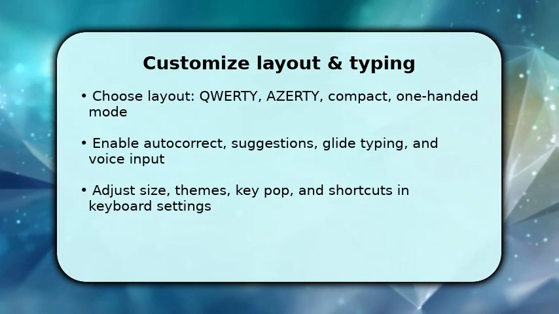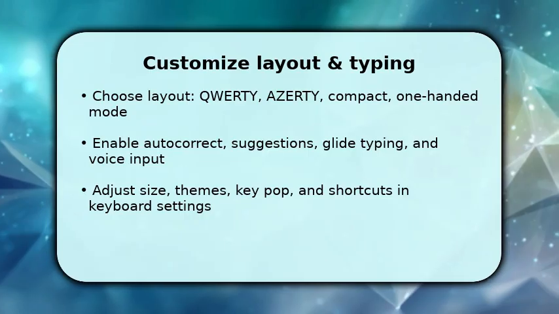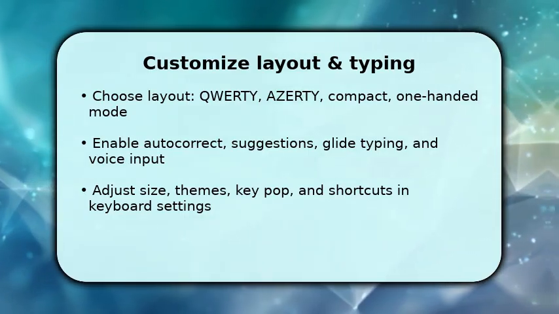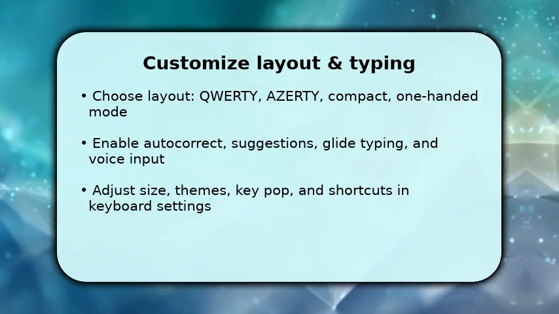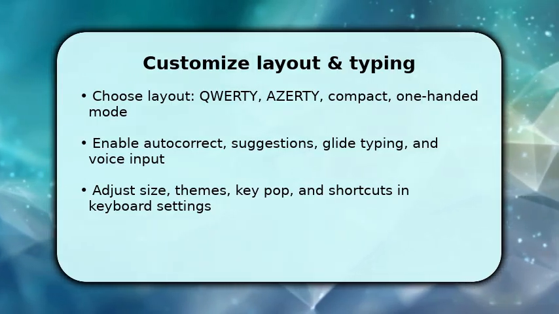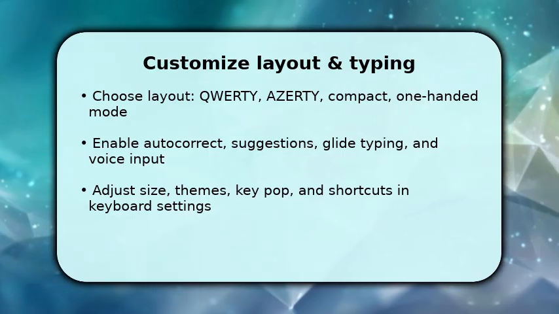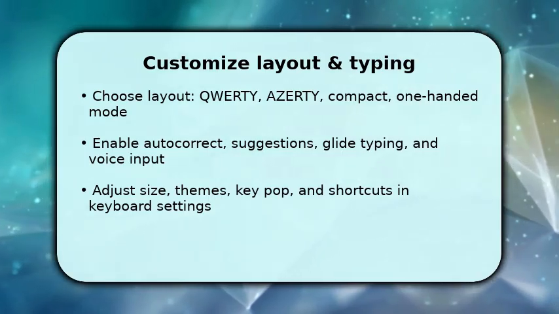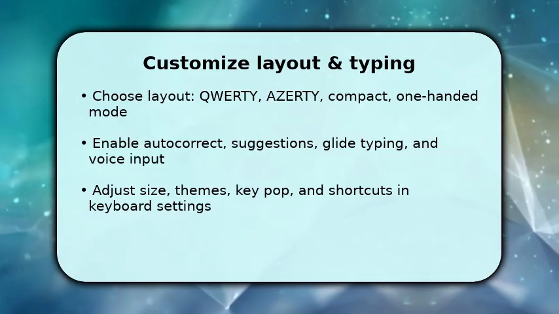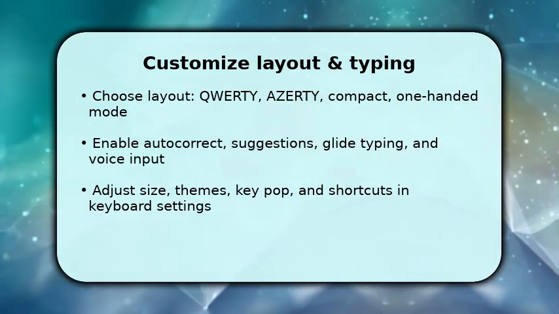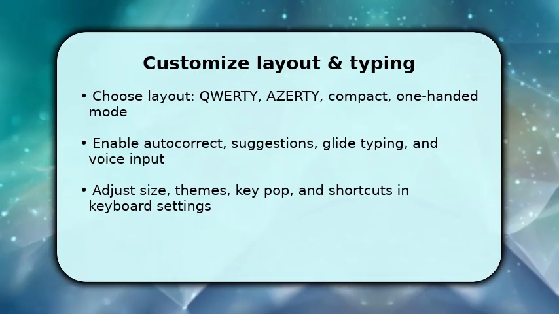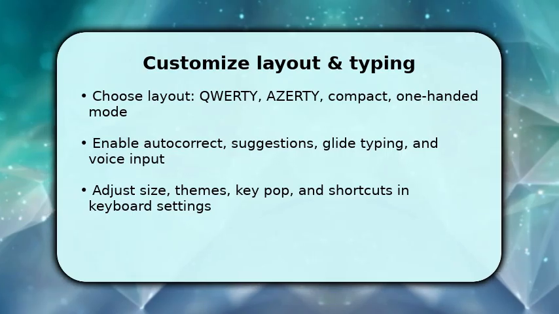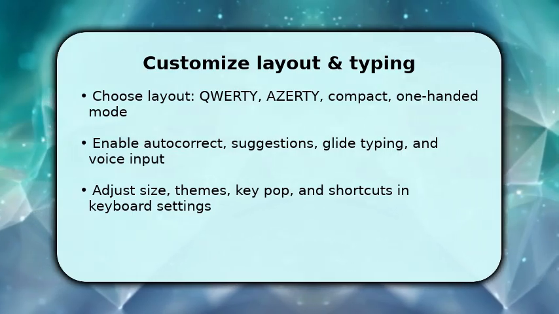Next, customize how you type to speed up everyday input. You can pick layouts like QWERTY or one-handed compact mode. Choose whichever reduces thumb stretch. Enable suggestions and autocorrect to reduce typos, and turn on glide typing or voice input for faster entry when walking. Adjust keyboard height, theme, and key feedback so the keys feel right under your thumb. Once configured, add text shortcuts and personal dictionary entries so common phrases expand with a few characters.